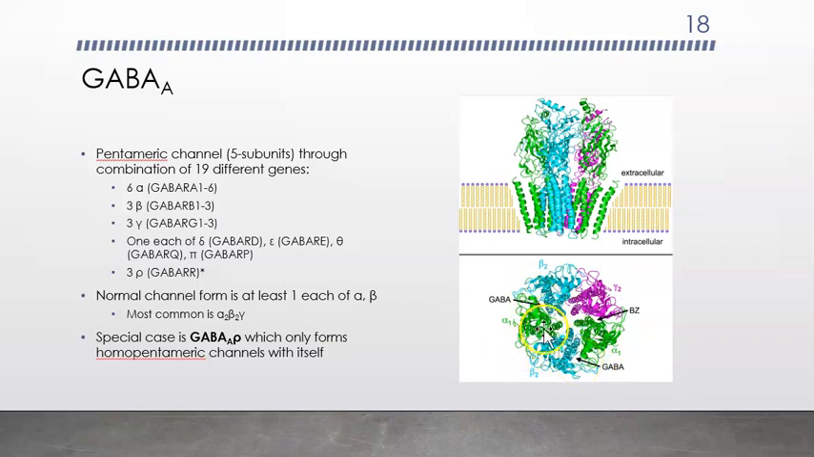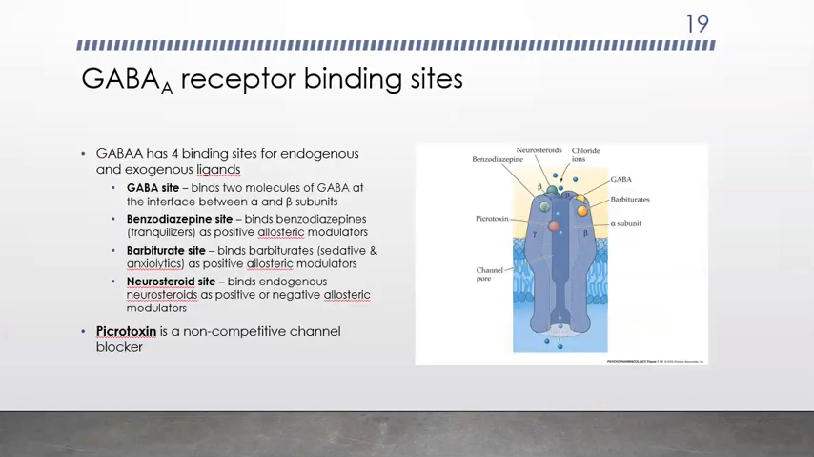So technically, a GABA could probably bind here, but it's not going to. It's going to bind at those 2 spots, and only 2 GABAs will ever bind. We then also have a benzodiazepine site. That's this one here, this little green one. This binds benzodiazepines, or tranquilizers, and they act as positive allosteric modulators.